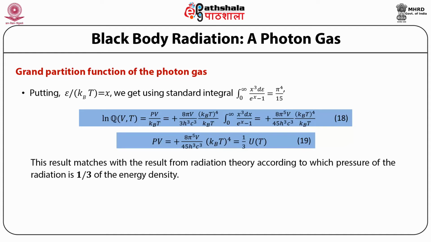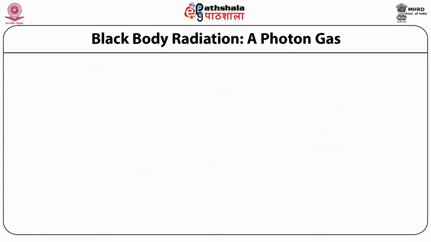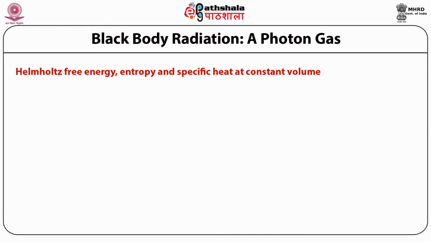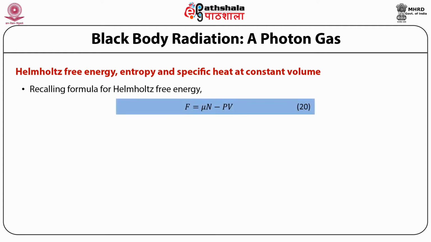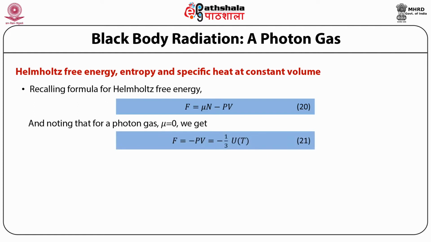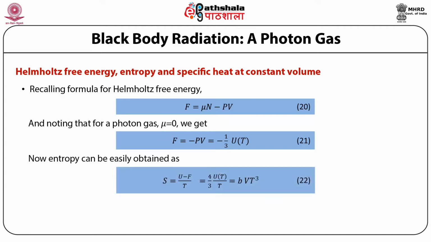This result matches with the result from radiation theory, according to which pressure of the radiation is 1/3 of the energy density. Now we can calculate Helmholtz free energy, entropy and specific heat at constant volume. Recalling formula for Helmholtz free energy, F is equal to mu N minus PV, and noting that for a photon gas mu is equal to 0, we get F is equal to minus PV, is equal to minus 1 upon 3 UT.